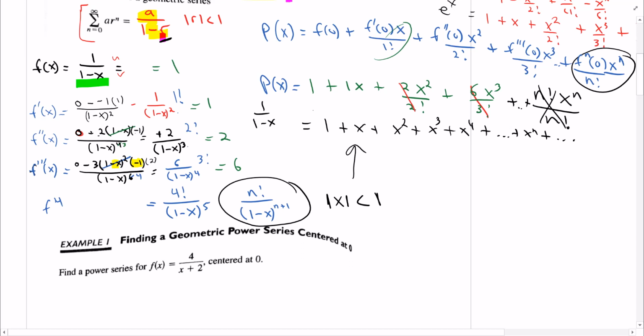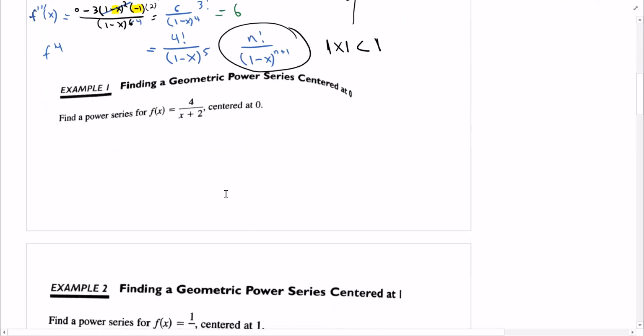All right, so what we're going to do is use this thing that came from the geometric series to create some other type of power series that are centered at 0 at this point. And then we'll talk about how to center it at a different number later on. So here we are, example number 1. We're trying to find a geometric power series for this guy, 4 over x plus 2.